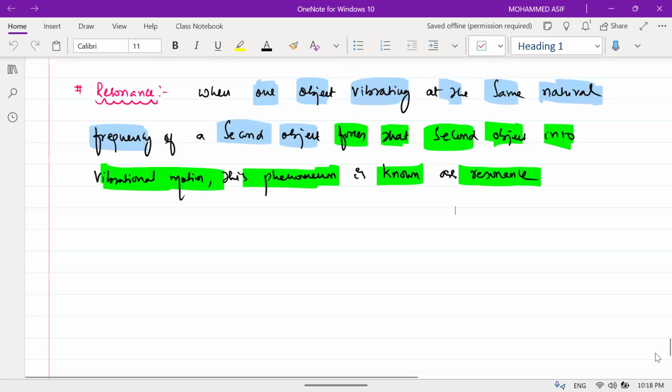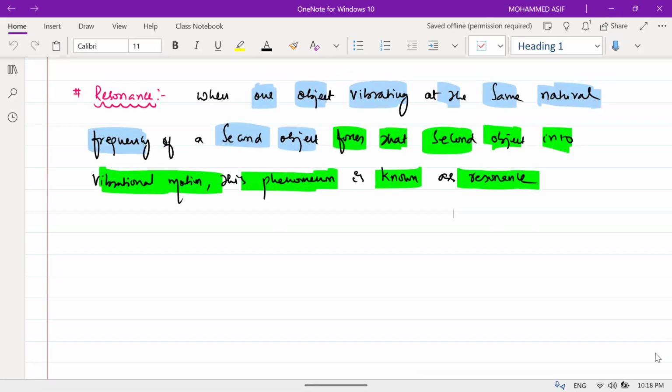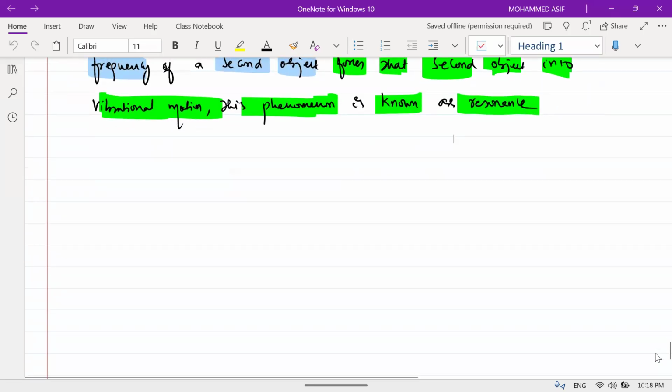So what is resonance? When one object is vibrating at the same natural frequency as that of the second object and makes the second object vibrate, it is known as resonance. For this we use the resonance column method experiment. I hope everyone remembers that one. I'm just quickly revising it here.